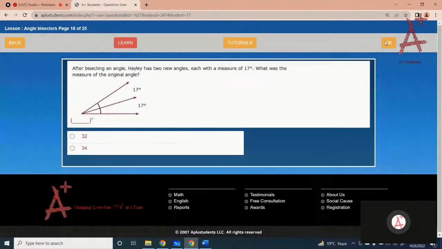After bisecting an angle, we have two new angles, each with a measure of 17 degrees. What was the measure of the original angle? 17 times 2 is 34.